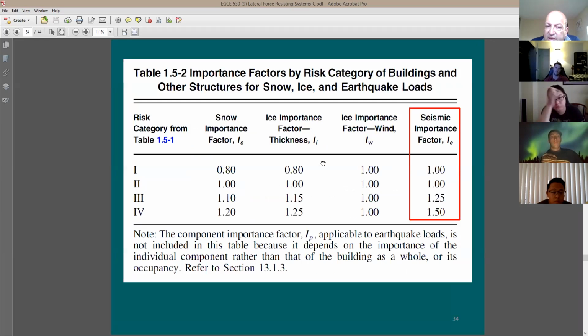Based on the risk category, we're going to come up with this I sub E, the seismic importance factor. As long as you are risk category 1 or 2, your factor is going to be 1. Once you go to risk category 3 or 4, you see the factor: you're going to be designing for 25% more or 50% more seismic forces.